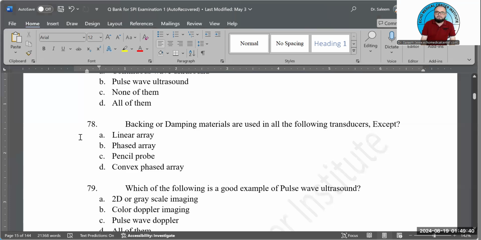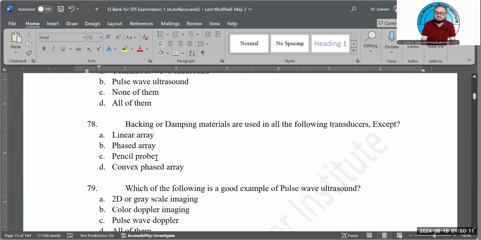Question 78. Backing or damping materials are used in all of the following transducers except. This is also a question related to the continuous wave and pulse wave ultrasound. What do you think? Linear array, phased array, pencil probe, convex phased array transducer. Which of these will not use damping material? I mean, they don't have damping or backing material. What's your answer? You're right. C is the correct answer.